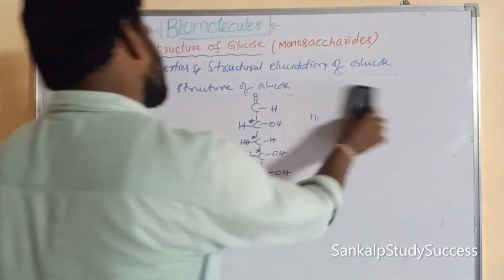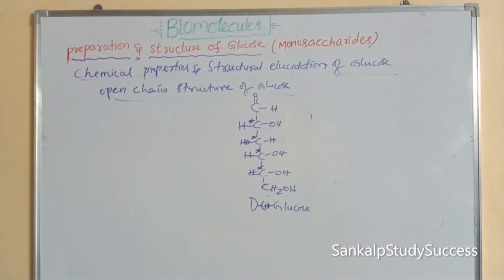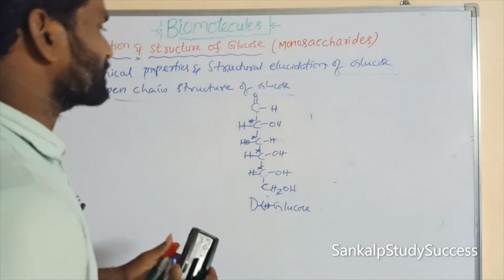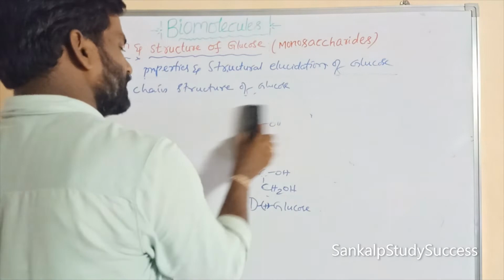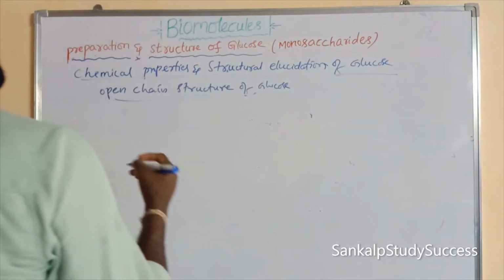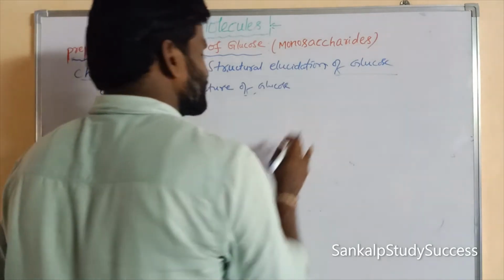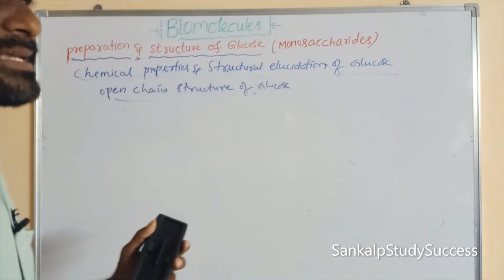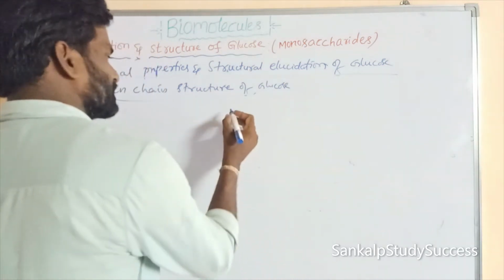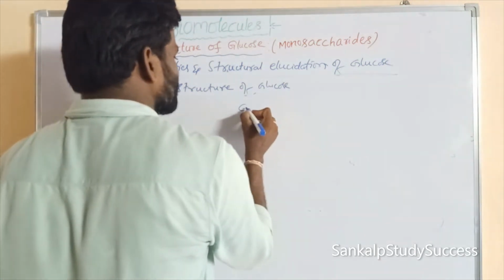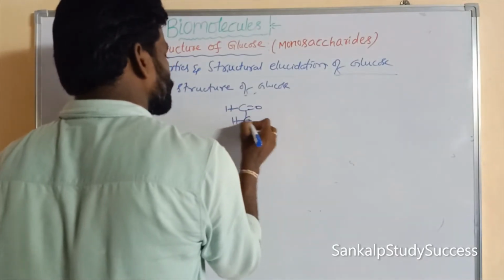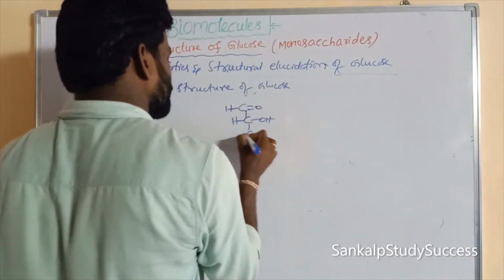So this is the open chain structure of glucose. This open chain structure of glucose was proposed by Baeyer, and it explains so many chemical reactions. But it could not explain some chemical reactions. So this is the open chain structure of glucose.